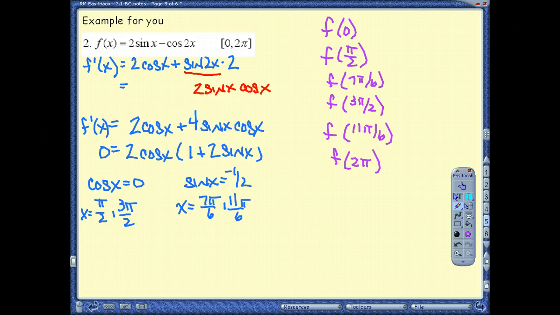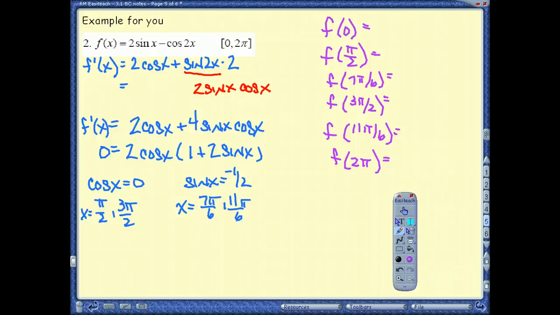Whew, there's a lot of them. Remember, you're plugging these critical points and the endpoints into the original equation. You are finding that y value. Well, when you plug 0 into the original equation, you get negative 1. When you plug in 1/2, you get 3. 7 pi over 6, you get negative 3/2. 3 pi over 2, negative 1. 11 pi over 6, negative 3/2. And then 2 pi, you get your negative 1 again.